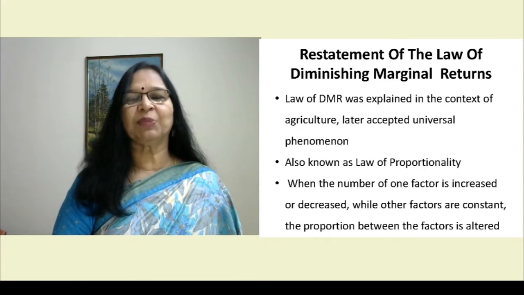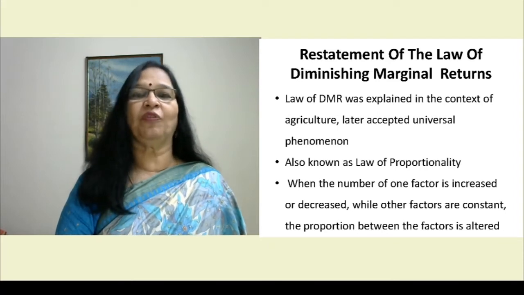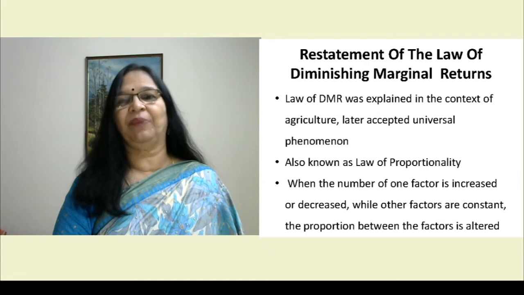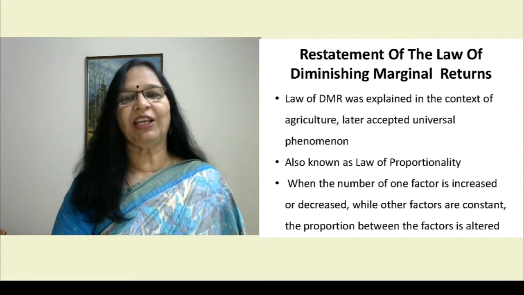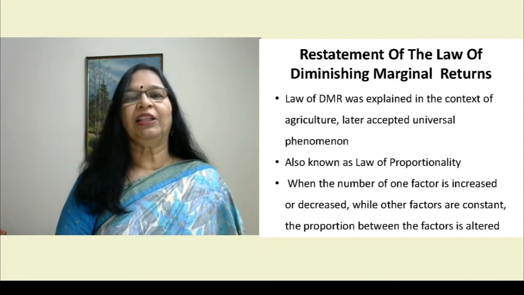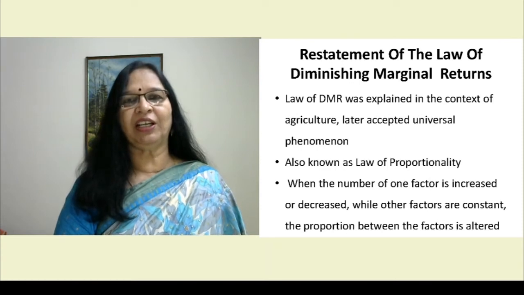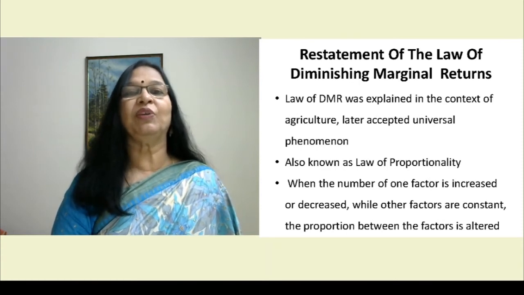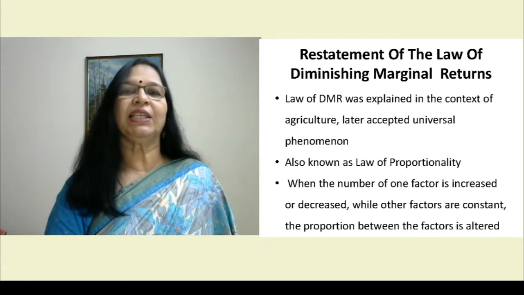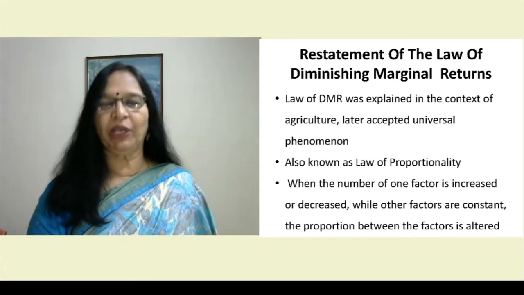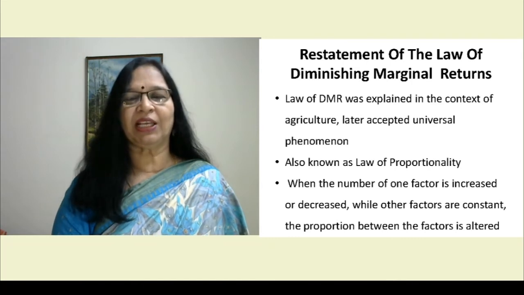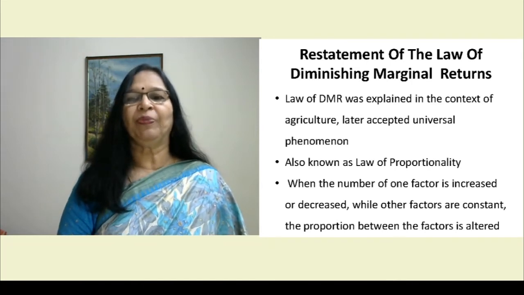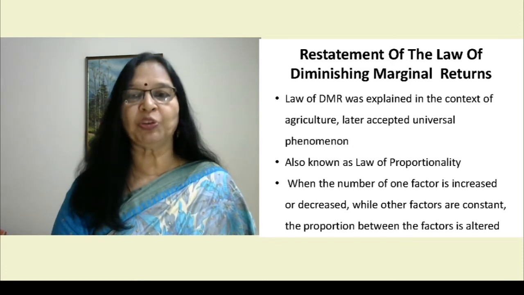The older law, the law of diminishing returns, was explained in the context of agriculture. But it was observed that it is not only applicable to agriculture. This law of diminishing returns is applicable to all production processes, or it has universal application. So once it had universal application, there were more intense studies on that idea, and then it was called the law of variable proportion. It is also called the law of proportionality.